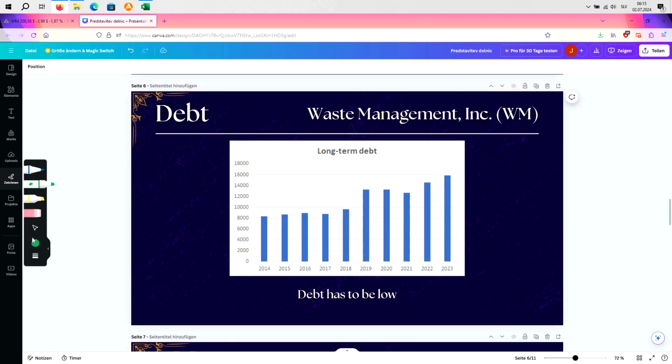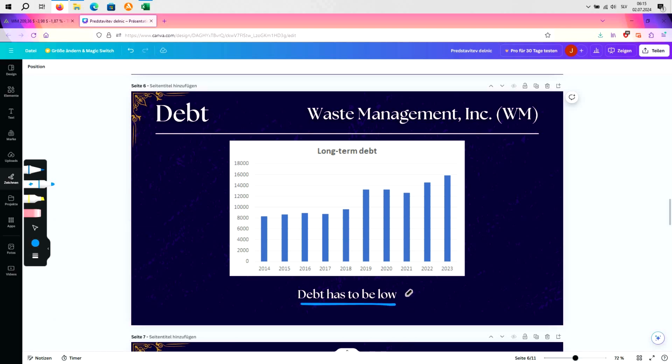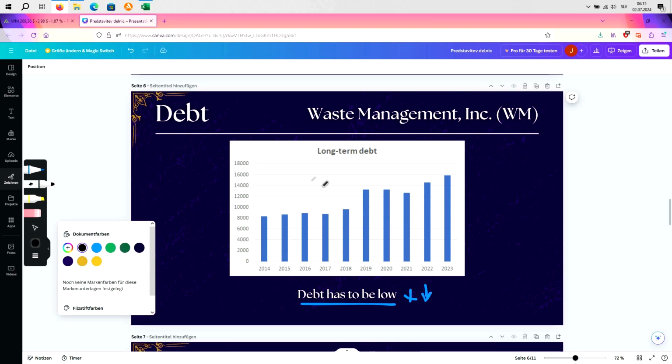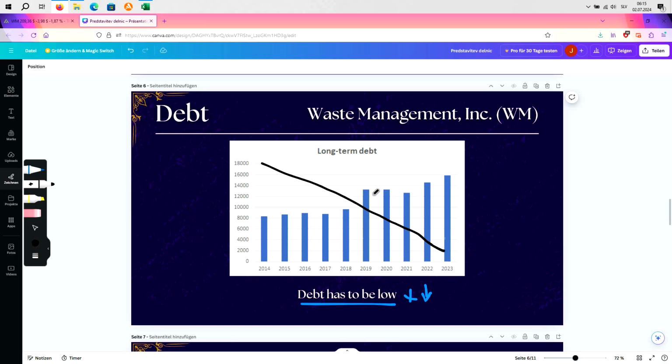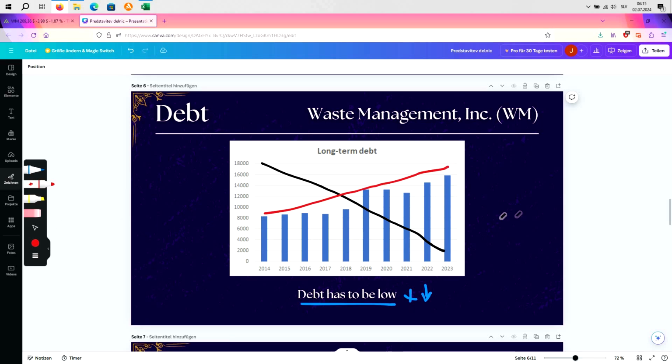Now we come to the debt, and the instruction tells us that debt has to be low and preferably it should also decrease through the years. Now here we obviously want to see debt going kind of like that, like the black line. But here we have quite the opposite, bro, because the debt is growing through the years. So that's not a very good thing to see, okay? Because we want to see debt low and decreasing.